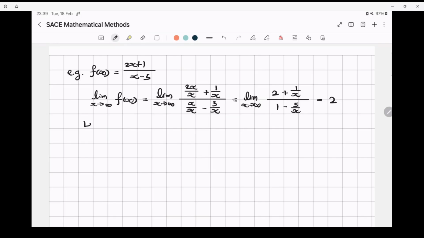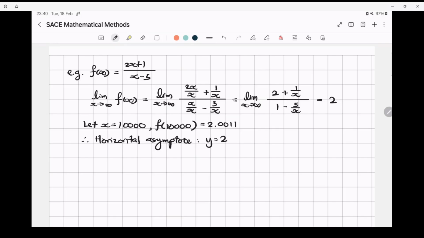Alternatively, you can let x be a very large number, let's say 10,000. So f of 10,000 would be 2.0011. So this is approximated. So therefore, your horizontal asymptote would be y equals 2.